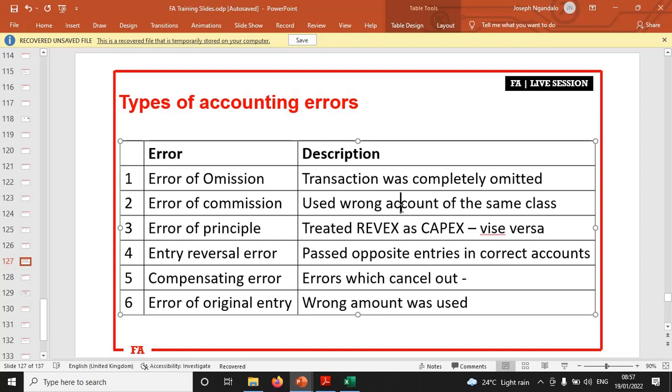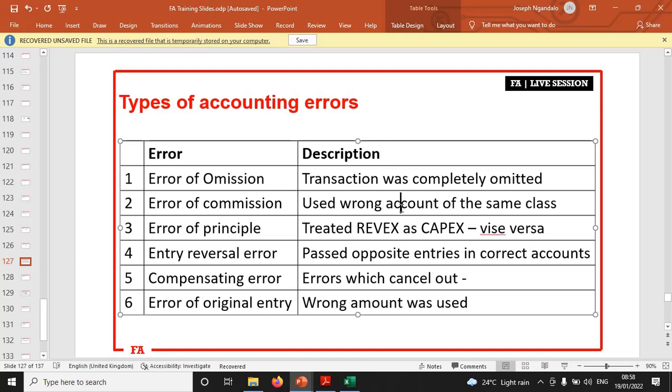Error of principle. What did you do here? You treated revenue expenditure as capital expenditure, or you did the opposite. You understand that? So, what is the difference between revenue expenditure and capital expenditure? Capital expenditure is expenditure on acquisition of non-current assets.